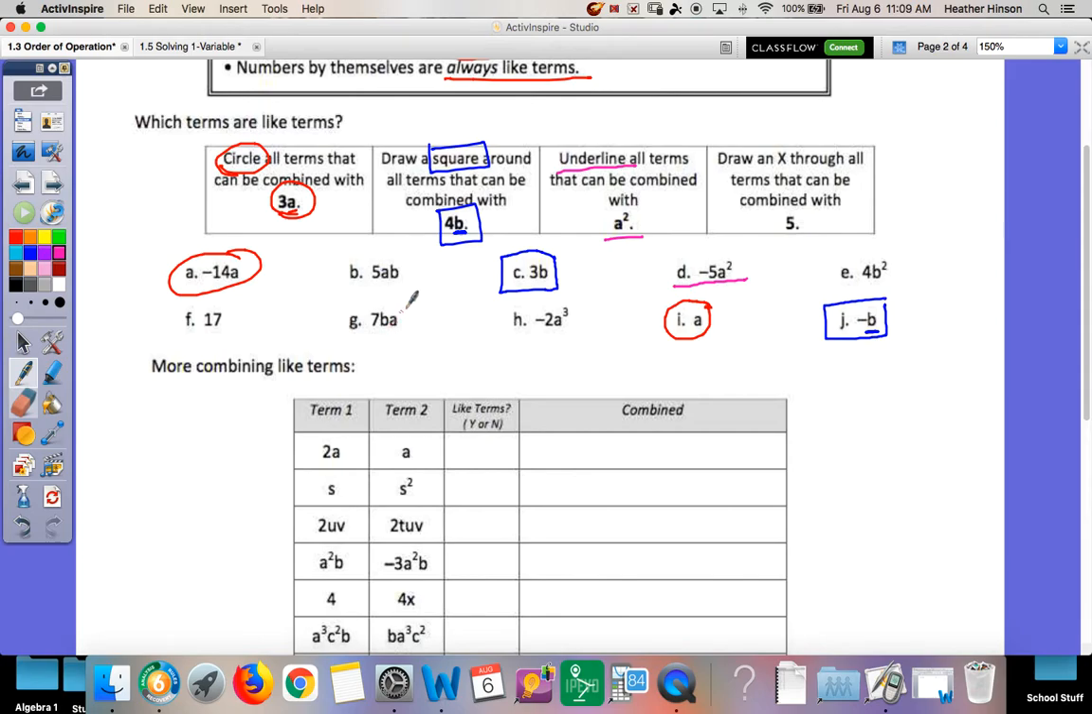G has an a, but there's no squared, so that one doesn't work. H has an a, but it has a cubed on it. We want squared, so that doesn't work. So just D.